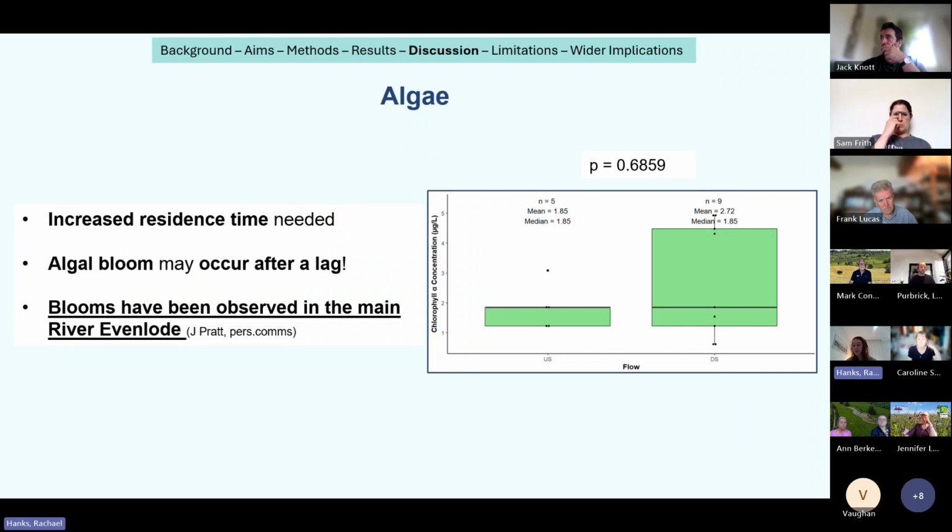And this once again is due to, like with the nitrifying bacteria, there's normally a lag. So for this phytoplankton to accumulate and to see a bloom, which have been observed in the main river Evenlode, there's a delay, there's a lag before we see these blooms actually occurring. It needs a slower moving area of water to accumulate and then drive that bloom. So we have seen that the nutrient levels are high enough for a bloom to occur. So it's just likely that this would probably occur further downstream.